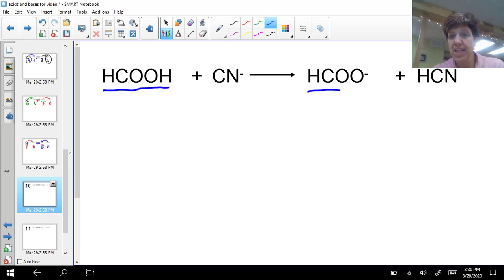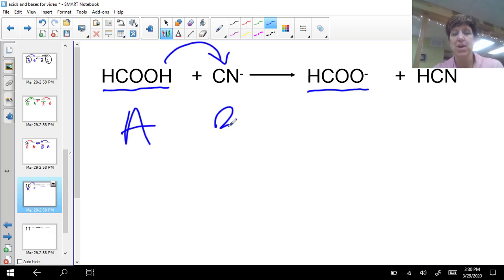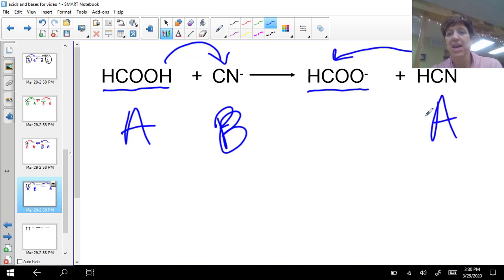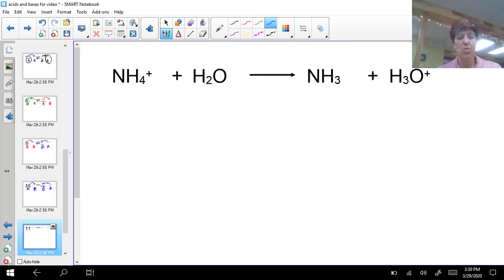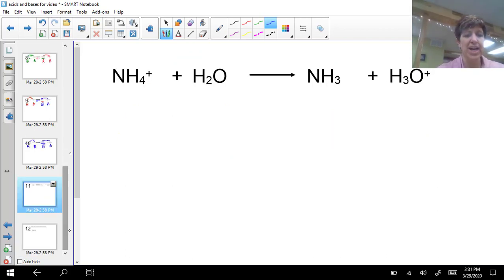HCOOH becomes HCOO, so it loses this H. So this is my acid and this is my base. And then over here, this H is going to go to here. So this is my acid and this is my base. And one more of them as one more practice for you.